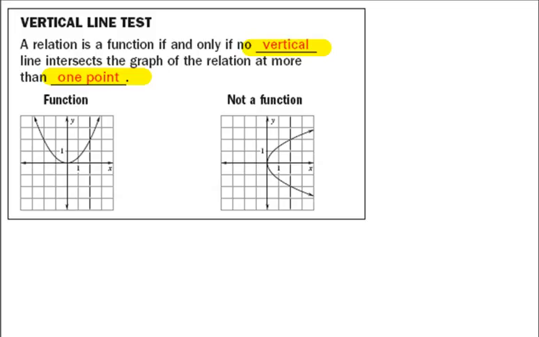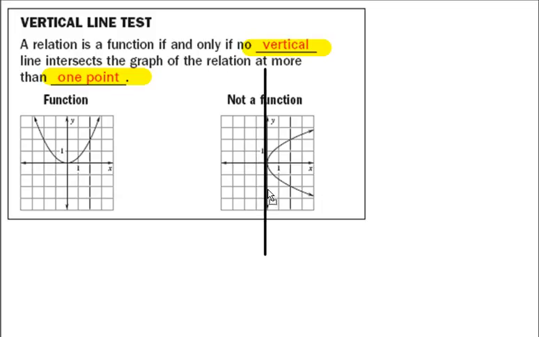Okay, so the vertical line test is just what it sounds like. If I take a vertical line, say this vertical line, and I move it across a graph like this, if there's no point where my line hits more than one point on the graph, it is a function, as this one says it is.